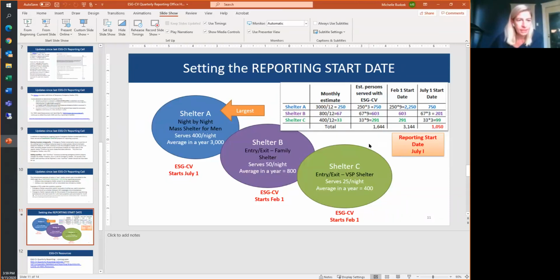I think that is all. Oh, there's one, of course. We have 2 projects that will be funded by city ESG-CV, prevention and rapid rehousing. We know we need to set up 2 separate projects. Do we need to break the case management services out into another project for reporting services since these case management services are being provided as part of each project? Would we only report out on the RRH and prevention activities?